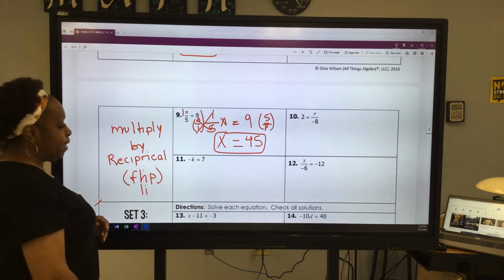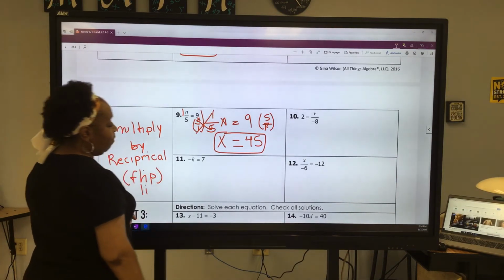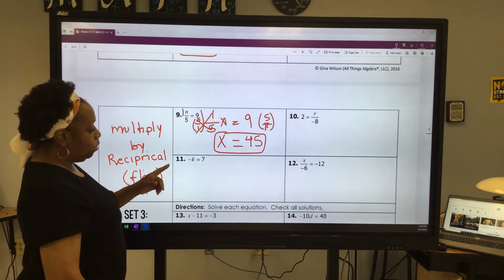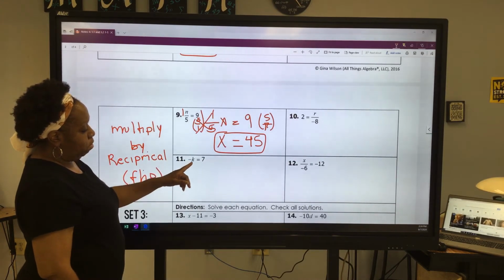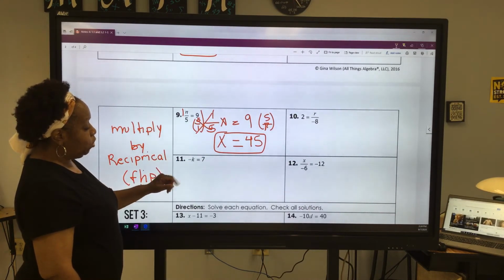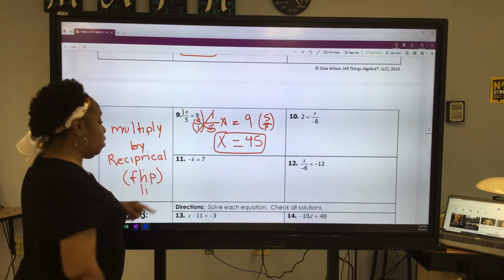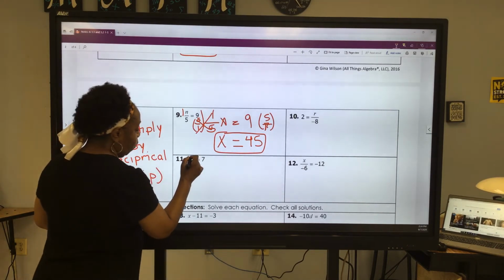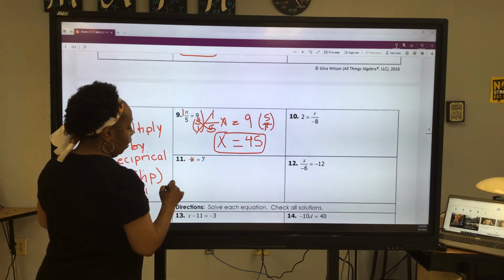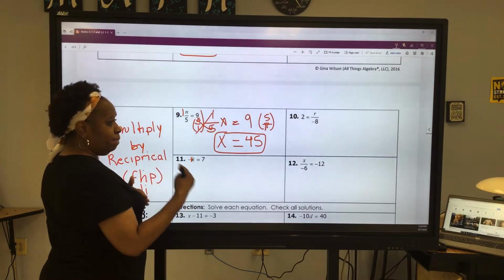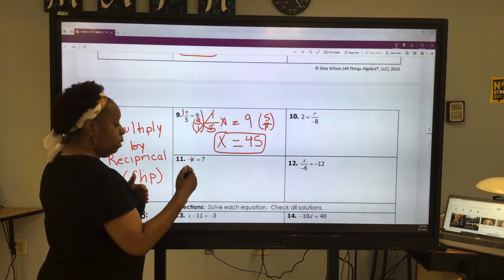Okay guys, let's come back and take a look at number 11 right quick. Number 11, we have negative k equals 7. So my question to you is, what's my understood number in front of that k? You're right, it's a negative 1. We know there's a 1 right here. So I'm multiplying negative 1 times k, so to undo multiplying, I divide.